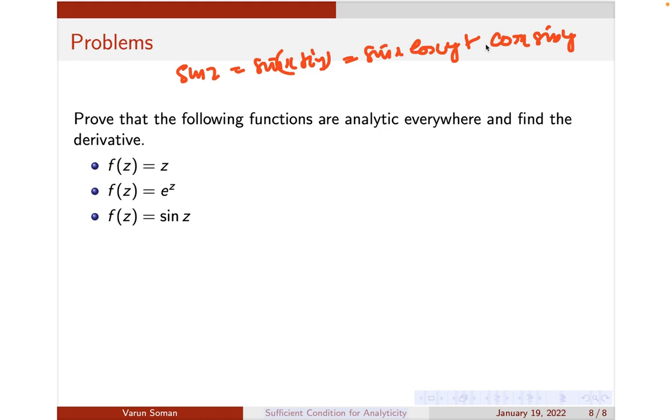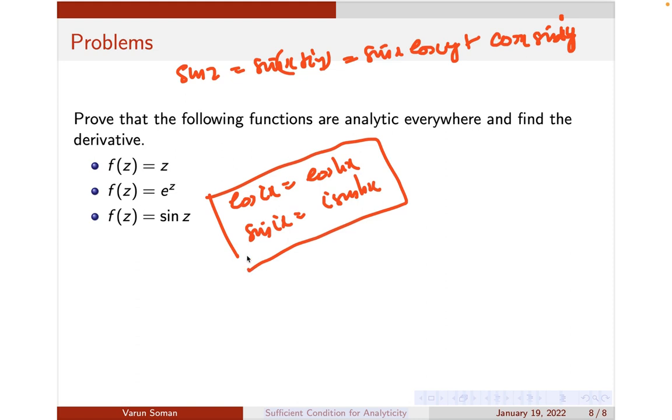And for sin iy here, you should remember some basic properties: cos ix is equal to cosh x, and similarly sin ix is equal to i sinh x. Derivation is not required here. It comes from the definition of hyperbolic functions itself. You know that cosh x is e raised to x plus e raised to minus x by 2, and sinh x is e raised to x minus e raised to minus x by 2, and if you substitute ix for this x, you will be getting these relations.